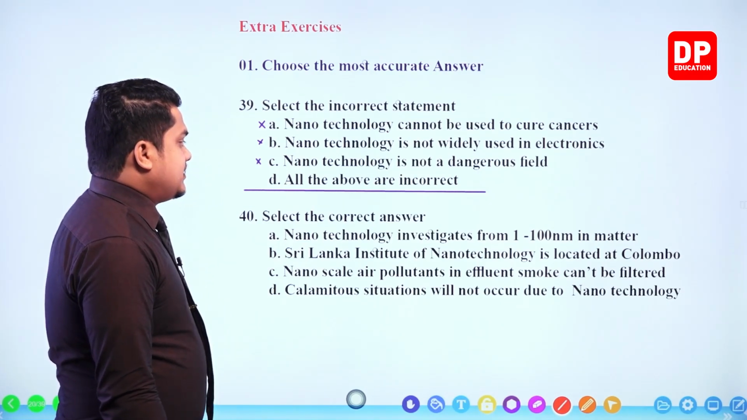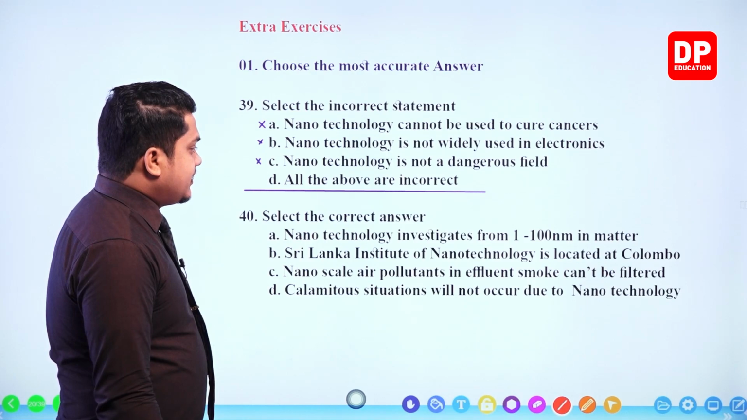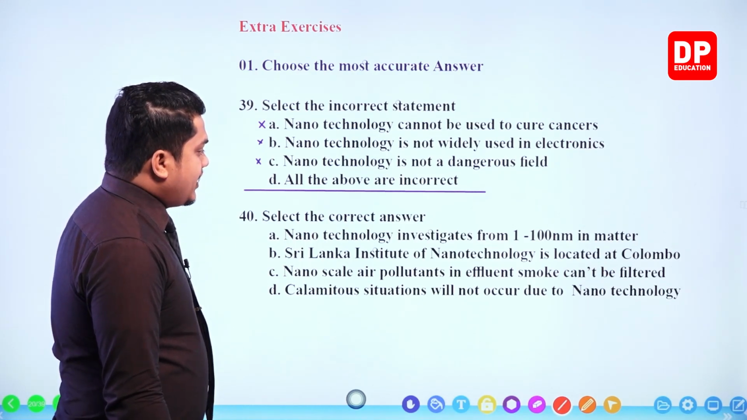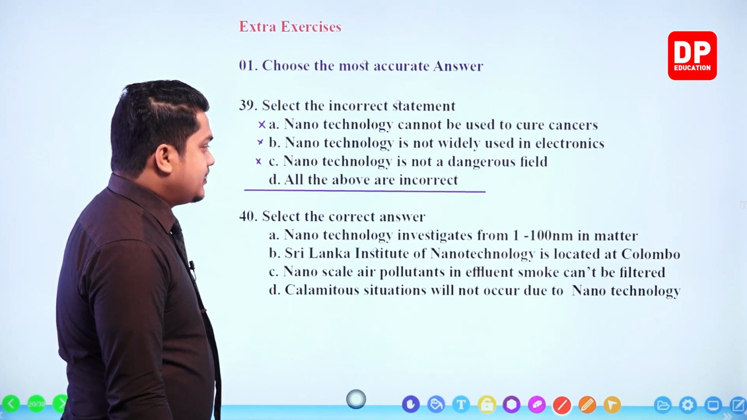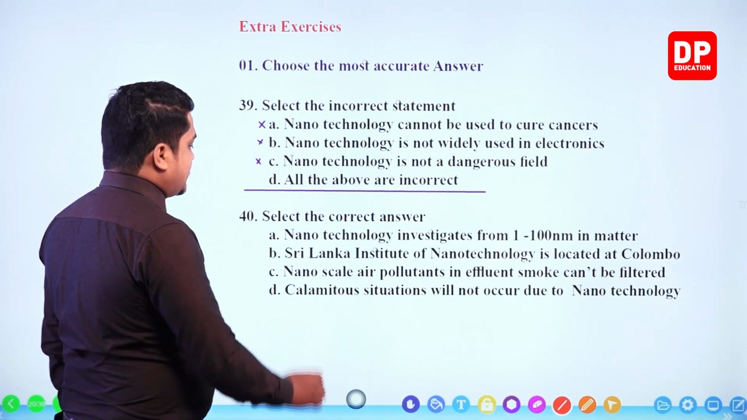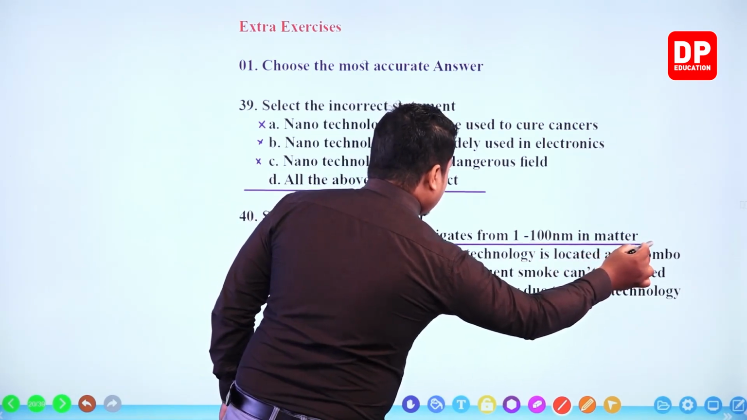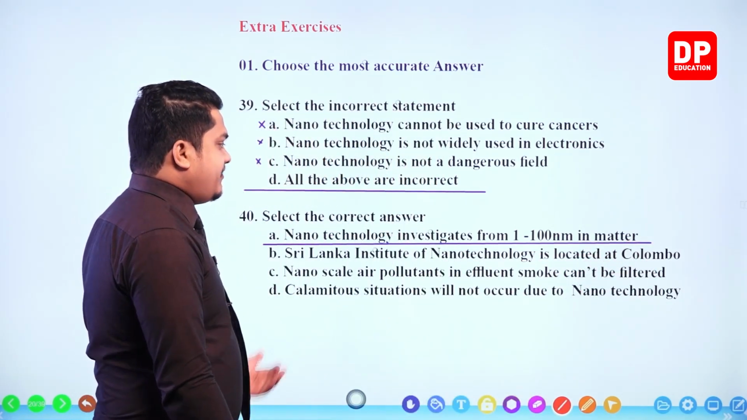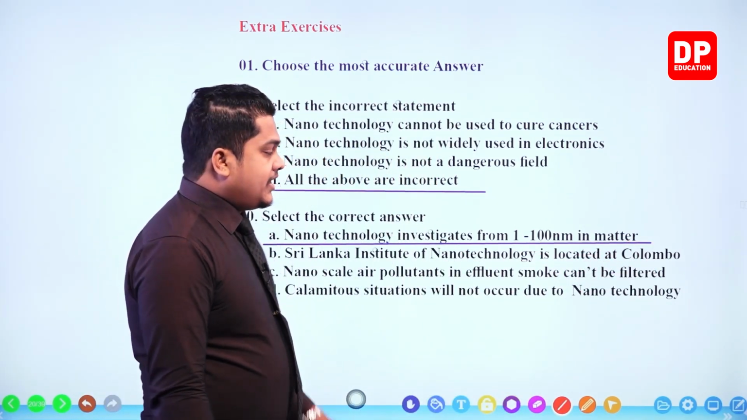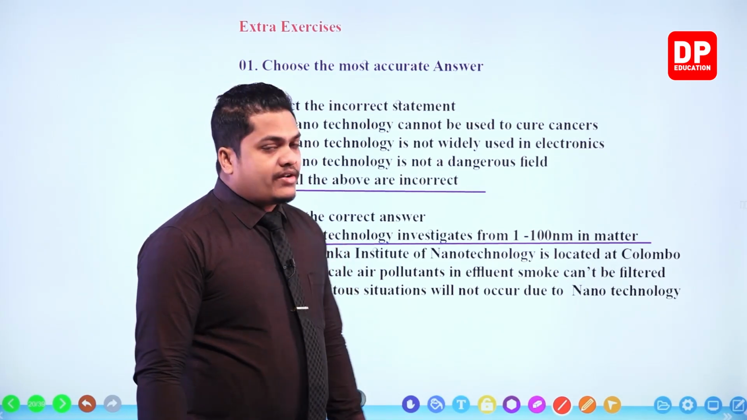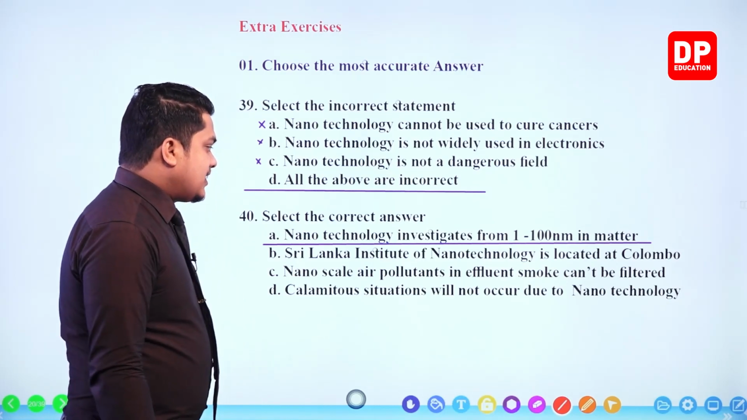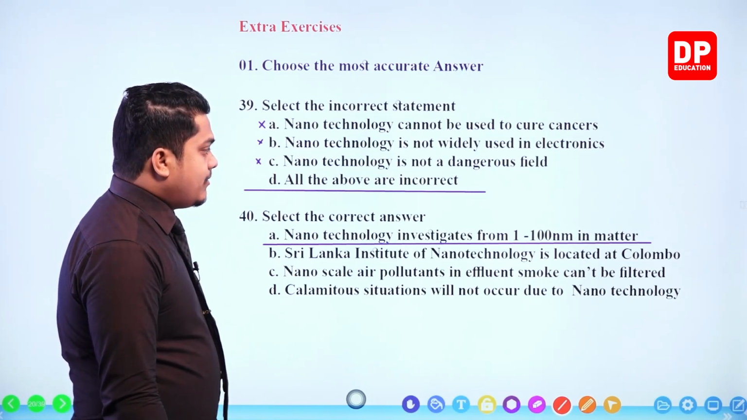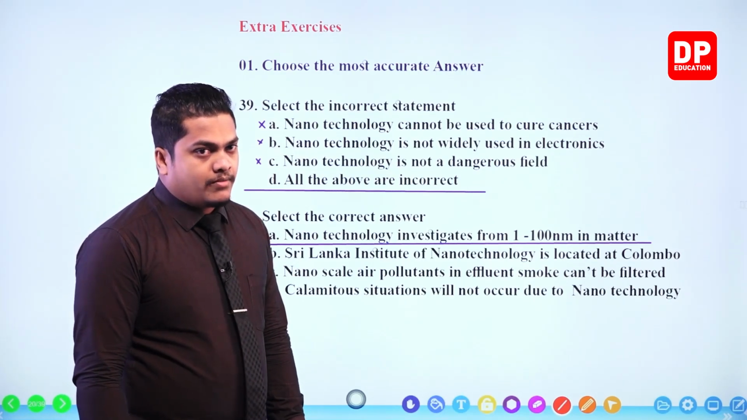Select the correct answer. So you have to select the correct answer now. Nanotechnology investigates from 1 to 100 nanometers in matter. Of course, it is correct. The first and foremost answer is correct. That's the definition for nanotechnology now. It is going to investigate from 1 to 100 nanometers in matter. That's correct. Next one. Sri Lanka Institute of Nanotechnology is located at Colombo. Incorrect. It's at Homagama, right?